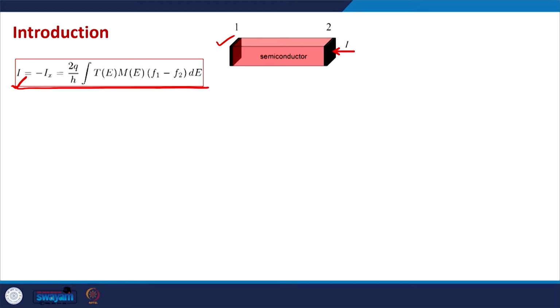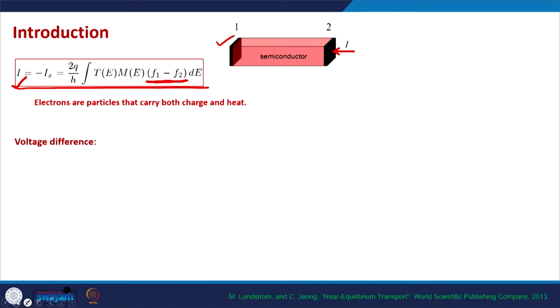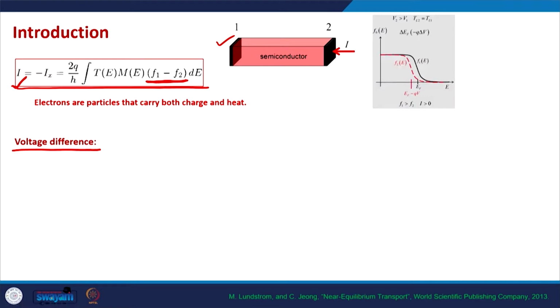So what we understand here is that F1 minus F2 is an important quantity. It is actually the forcing function for the current. So if F1 minus F2 is 0, the current will also be 0 and there is no electrical conduction in the circuit. But if F1 minus F2 is non-zero, there is a non-zero current in the circuit. And what we also saw was that F1 minus F2 can become non-zero by, number 1, voltage difference. If there is a voltage difference between terminal 1 and terminal 2, F1 minus F2 will be non-zero.